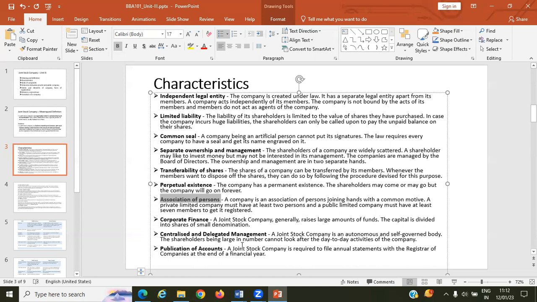Publication of accounts. The company is responsible to publish the accounts. The financial accounts, meaning the balance sheet, the profit and loss account, all these things. Whenever the company is registered, it is the company's own responsibility to publish the accounts of its financial status before the public.